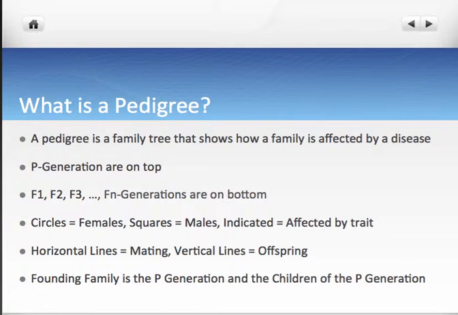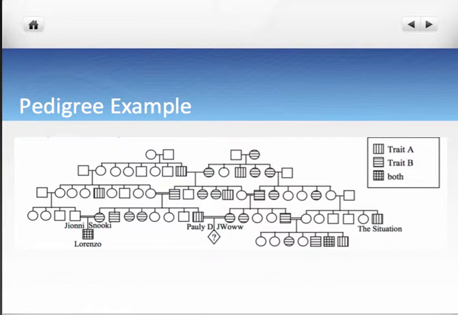Vertical lines show offspring. And so if you have two horizontal lines that result in a vertical line, then those two people have mated and produced an offspring. And then we need to know that the founding family is the P generation and their direct descendants. And so this becomes a little bit more clear when we look at this example.